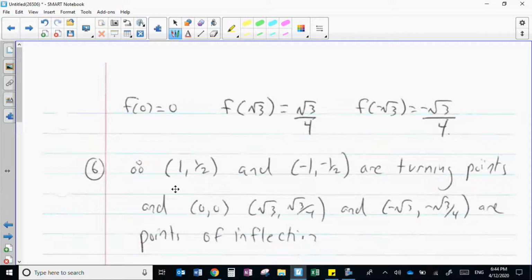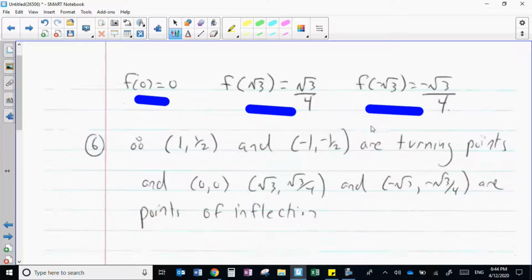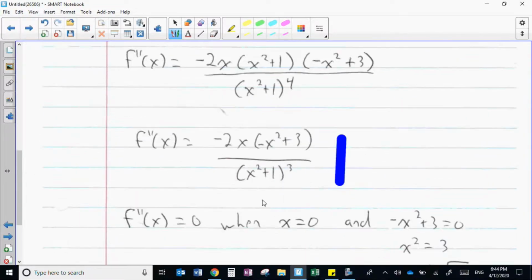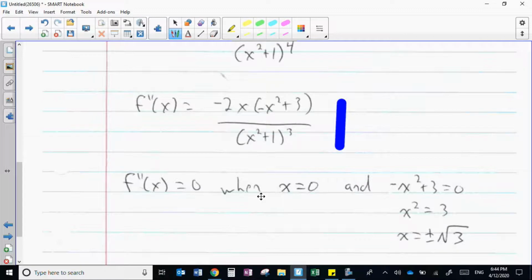And here are their corresponding y values. Sorry, pardon me. Those are not critical points. Those are points where the second derivative is equal to 0.